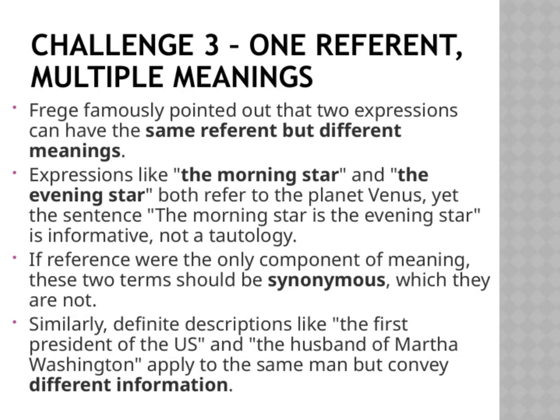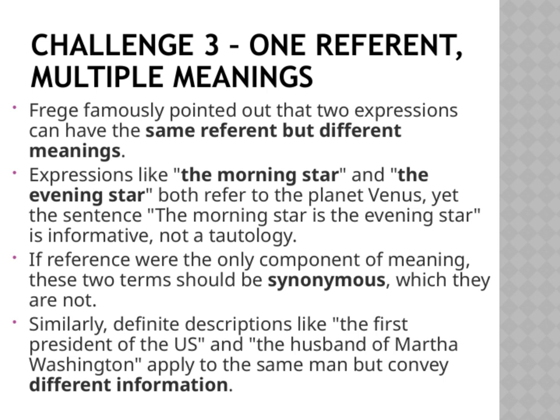Let's explore an interesting challenge in understanding meaning. Frege famously pointed out that two expressions can refer to the same thing but still have different meanings. For example, the morning star and the evening star both refer to the planet Venus. Yet, when we say the morning star is the evening star, it's actually informative. It's not a tautology because these two terms carry different meanings, even though they point to the same object. If reference were the only thing that mattered in meaning, these two terms should be interchangeable or synonymous. But they're not, and this highlights that meaning is more complex.